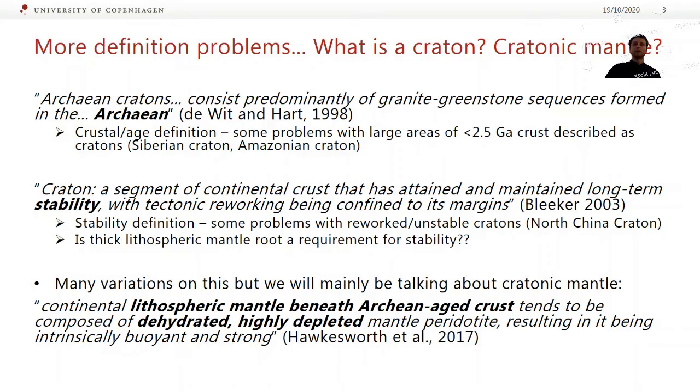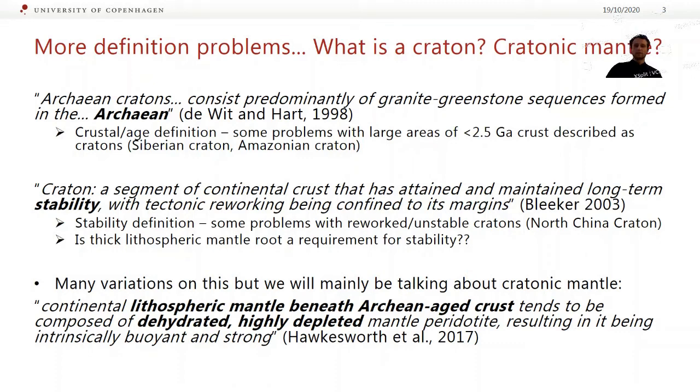Pretty straightforward. The slight problem with this one is that some very large areas of non-Archean crust are described as cratons. So the Siberian craton is, I think, largely Proterozoic, and the Amazonian craton is similar. An alternative definition is based around the idea of stability, that these are areas that have been stable for a long time. So this one's from Bleeker, 2003.